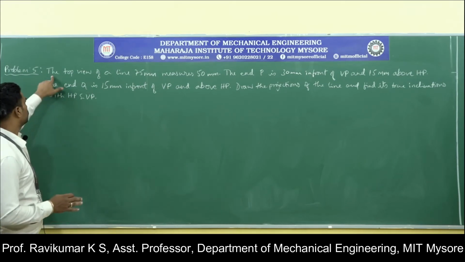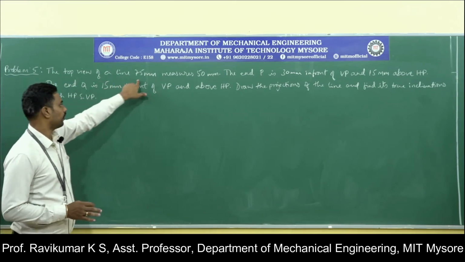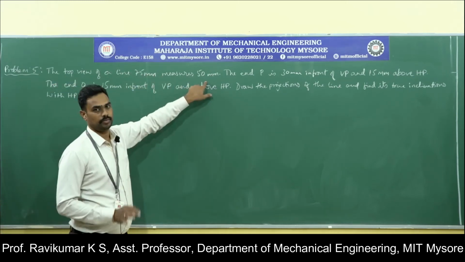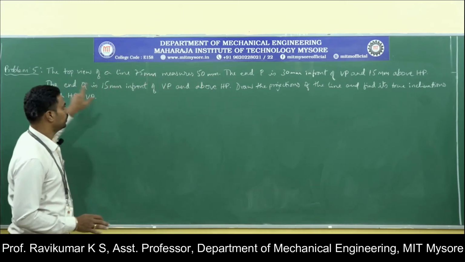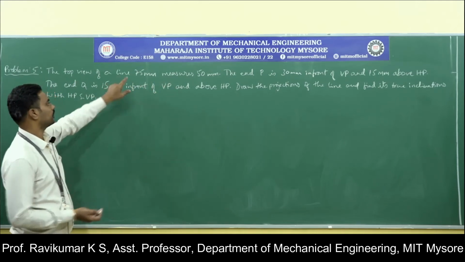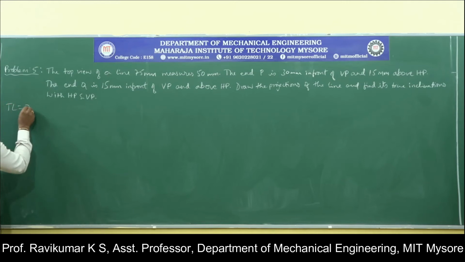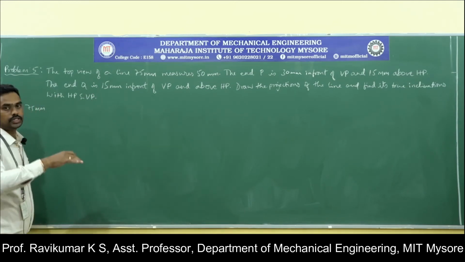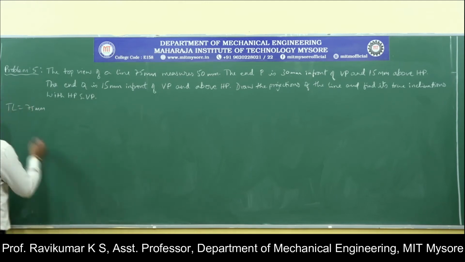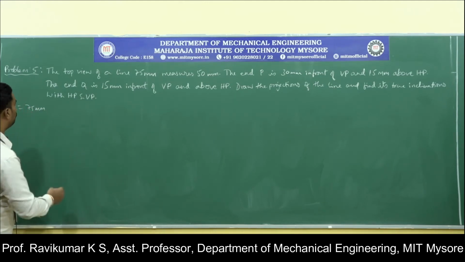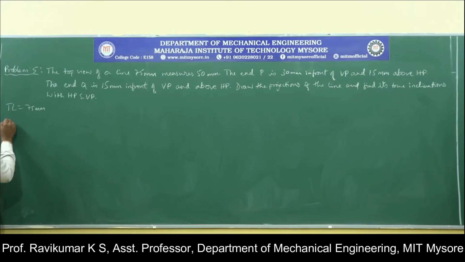You just analyze: the top view of a line 75 mm measures 50 mm. Here the top view is measuring 50 mm. Therefore, 50 mm is the apparent length, and 75 mm is the true length. The top view means it will be below the XY line, that is AB, or here it is mentioned as PQ. So it is PQ, small letters p and q, 50 mm.